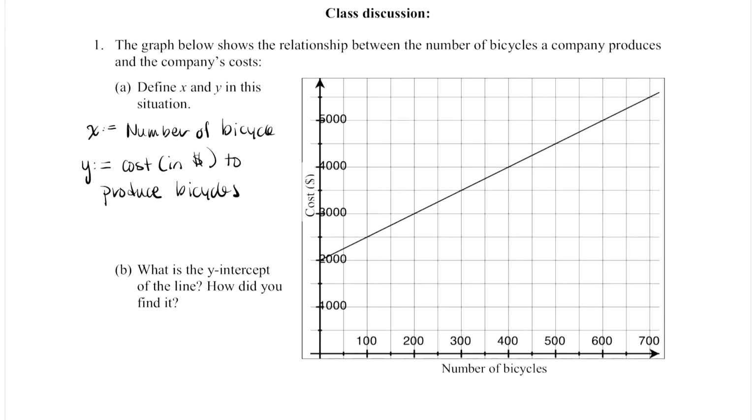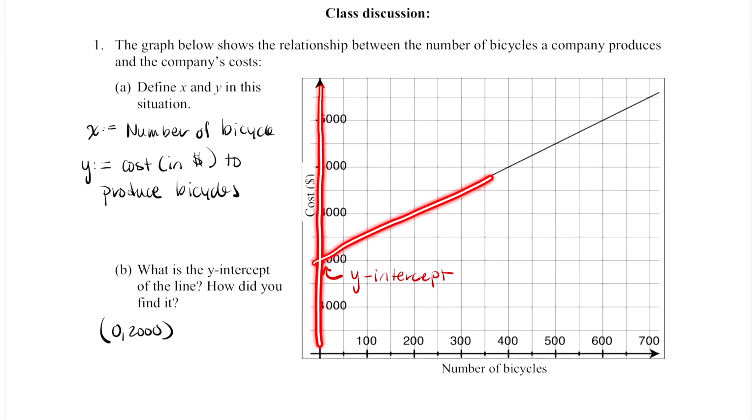Next, what is the y-intercept of the line? How did you find it? Well, the y-intercept is right here, and let's label that with a color that stays. The y-intercept is at (0, 2000). And how did we find it? We looked for the spot along the vertical axis that intersects our line. And please write that out in your own words in this space here. Let's continue.